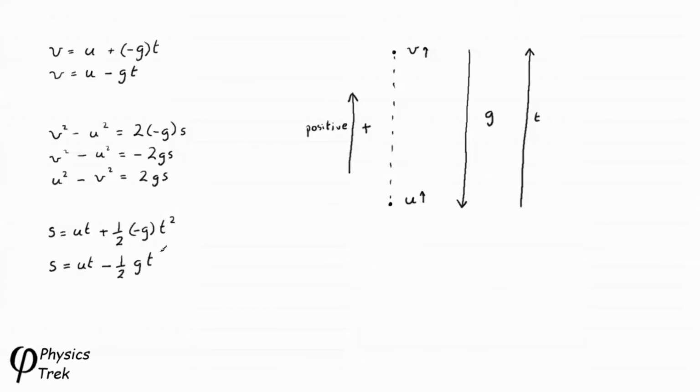which gives s equals ut minus a half gt squared. So for each question in this series, just to remind you, we'll have these two sets of equations by the side of the page, one set for upward motion and the other for downward motion. So let's move on. Here is our question.